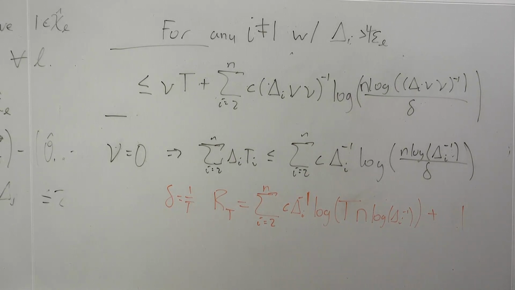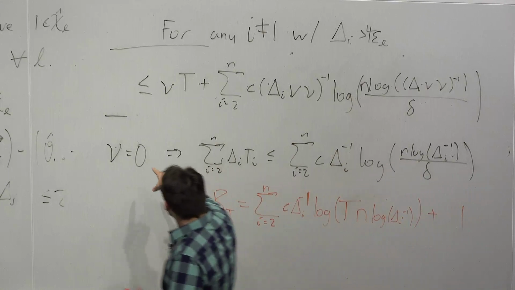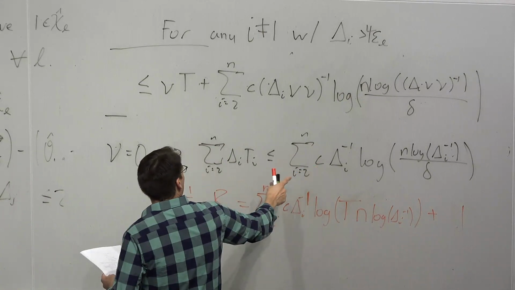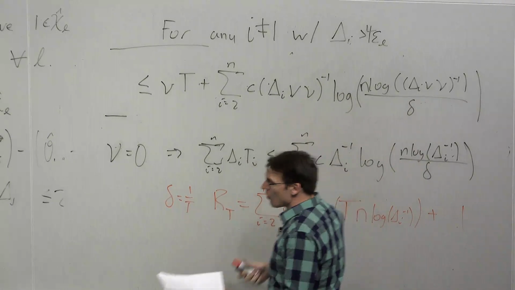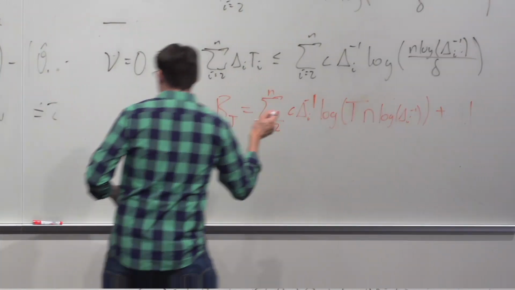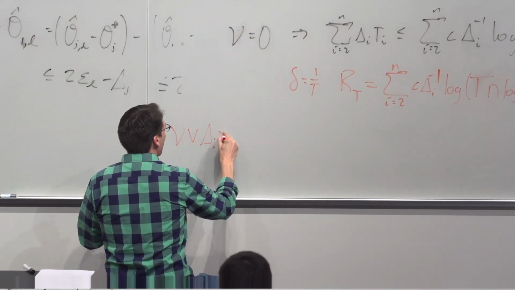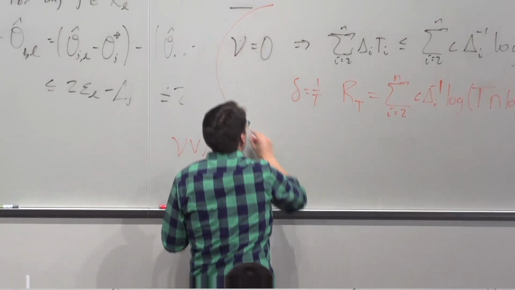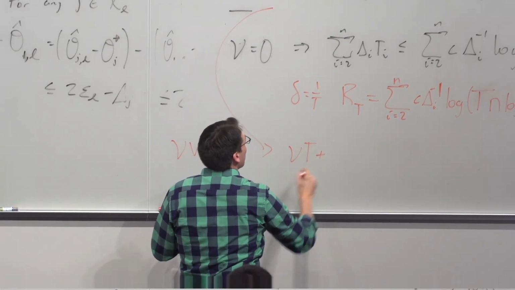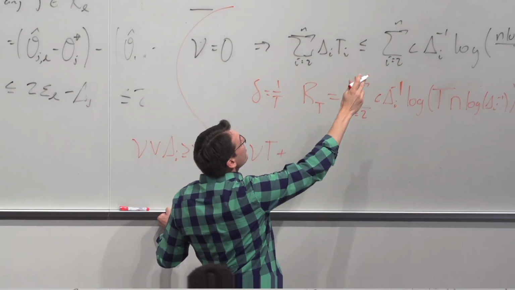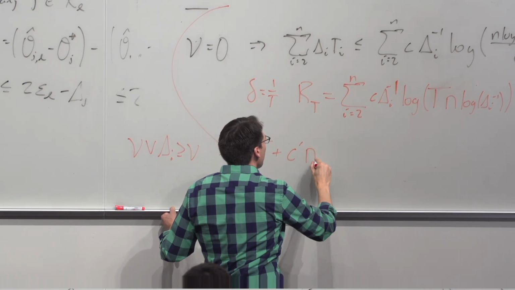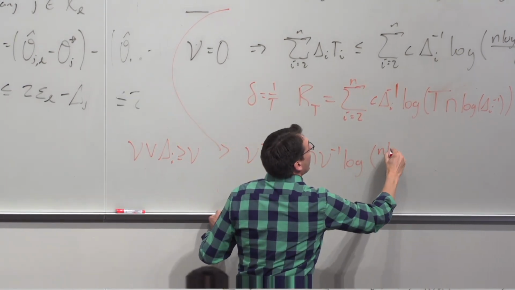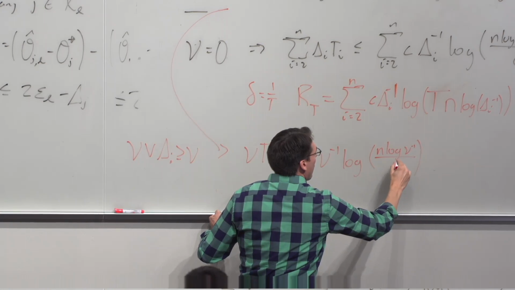Okay. However, we can play the exact same trick. If we don't set nu equal to 0, if we use the fact that the max of delta i and nu is always greater than or equal to nu, and just optimize over nu, then this whole expression just becomes nu t plus all these delta i's just go to nu's, and we just get some other constant times n nu inverse log n log nu inverse over delta.